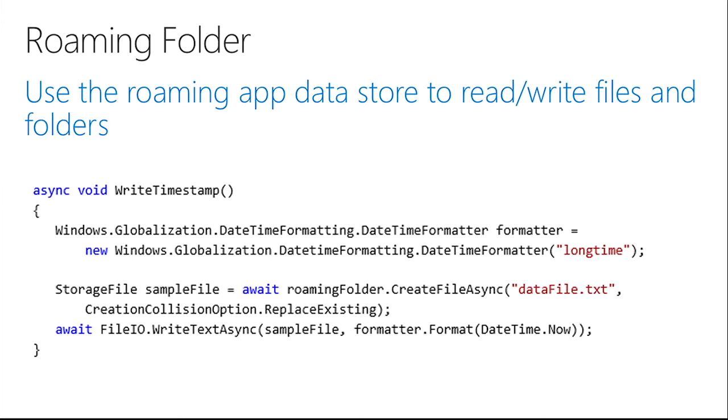Here's the roaming folder, so you can just create a file in it. It's just a folder, the same as your local folder or the temp folder. It's a storage folder, you store storage file objects in there, and you treat it exactly the same and write files into it. Except that as long as they're less than 100 kilobytes in total, they will get synced up to the cloud. That's the key thing: 100 kilobytes. So you don't want to be saving music and all the rest of it.